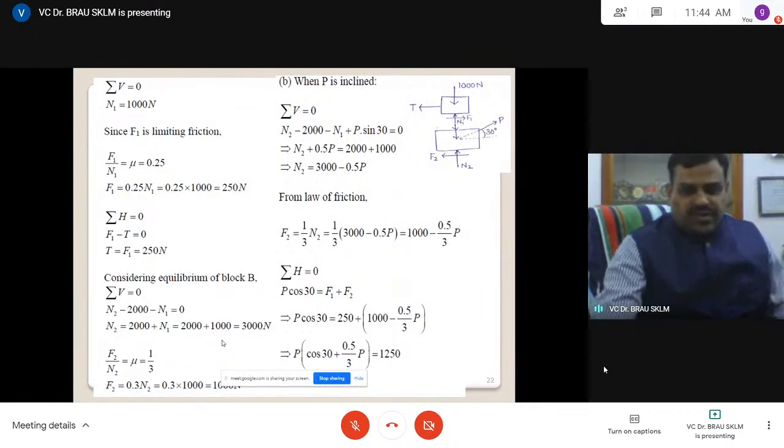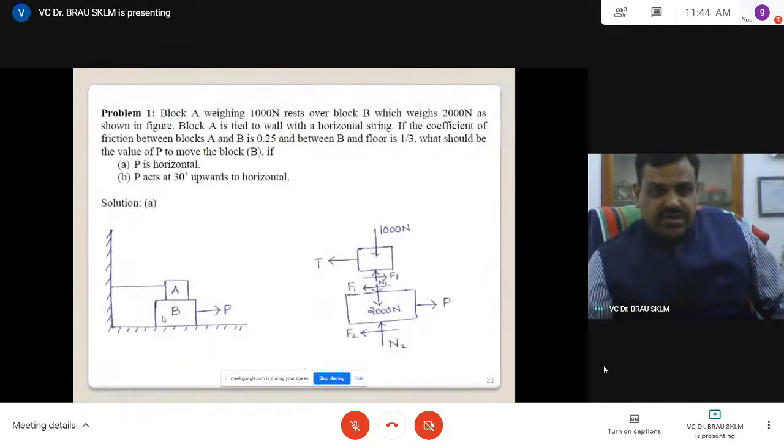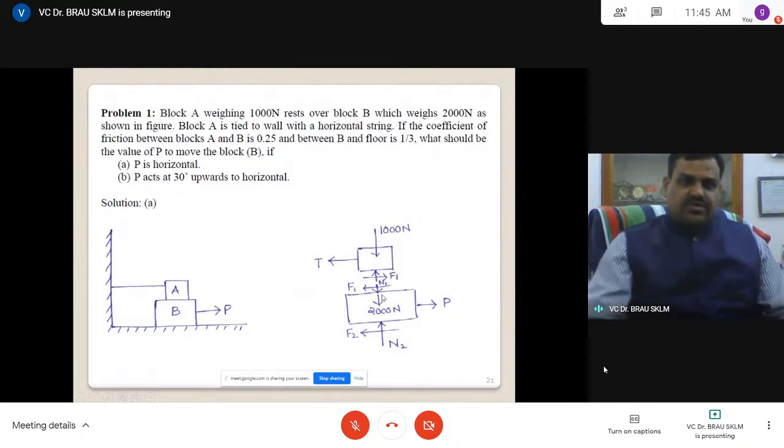Okay. Sometimes people make mistakes. When they are considering block B, they will consider 1000 here, and when they are considering this block, they will include this weight also because of gravity. That is not correct. Why? Because this body we are removing from all surroundings, applying active and reactive forces. Whatever the effect, we have already included. This effect is already considered here. So you cannot add again, 1000 plus 2000, 3000. That is not correct. That effect has already come into the picture. N1 is indirectly 3000, but from the analogy you have to bring it. Otherwise you will make a mistake somewhere.